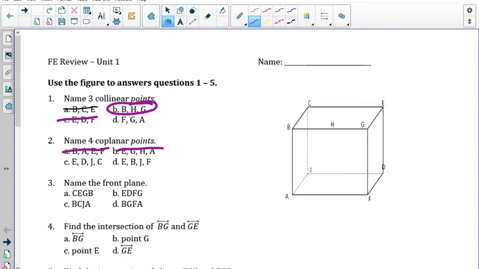EDJC. ED. And here's JC. Those lines are, wait a minute, on the back of the box. They are coplanar.